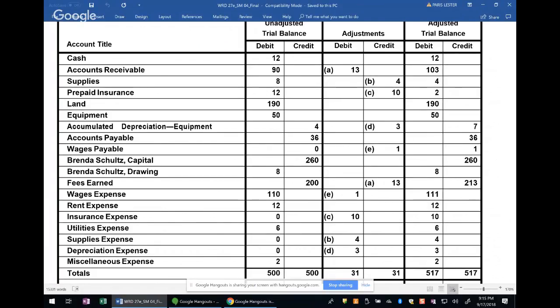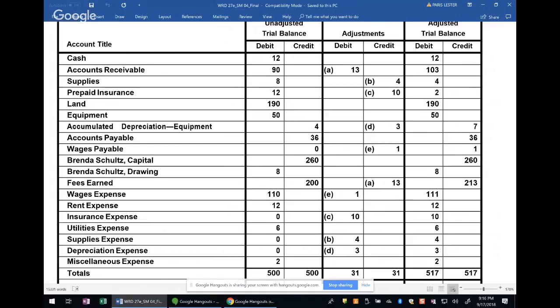This is a spreadsheet. This is going to be the problem on your next test. I'm trying to lead you through it. Some of you are going too fast, some of you are going too slow. But 31. Now, when you combine these, bring over cash 12. Accounts receivable 90 plus 13 is 103. Supplies 8 minus 4 leaves 4. Prepaid insurance 12 minus 10 leaves 2.